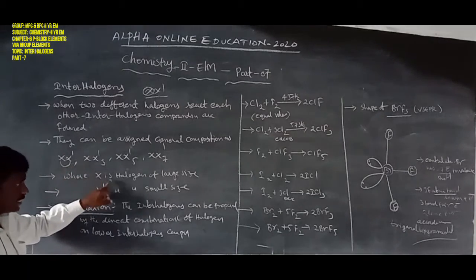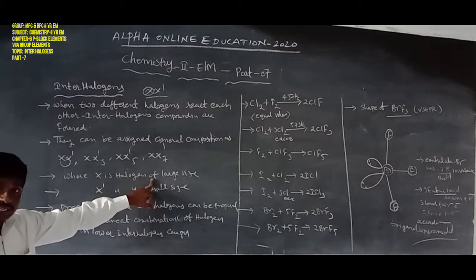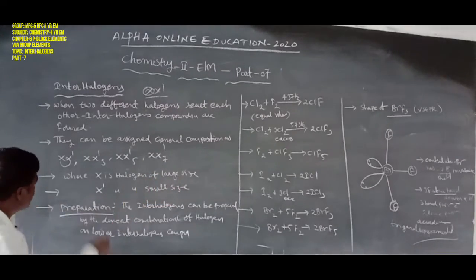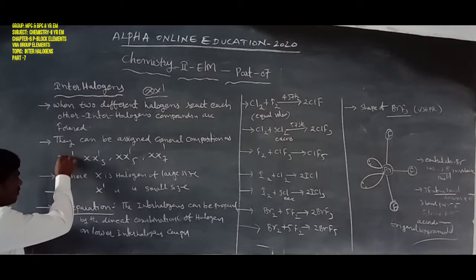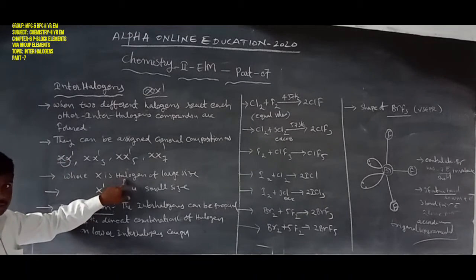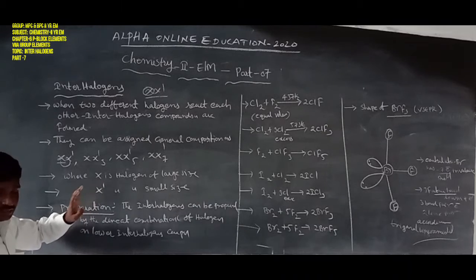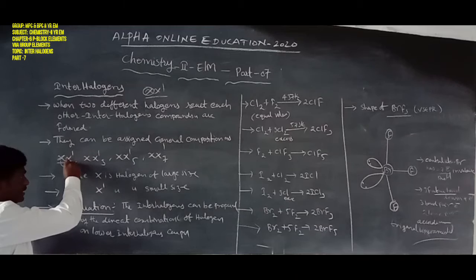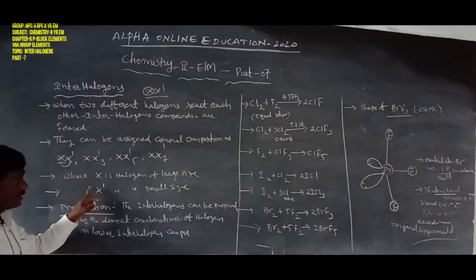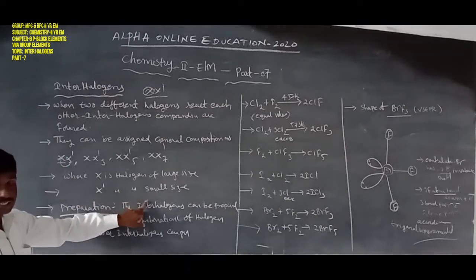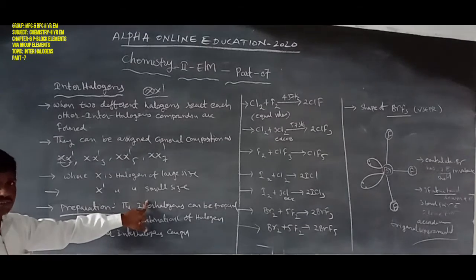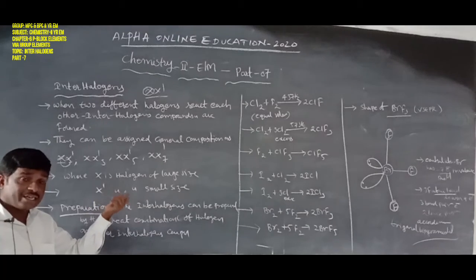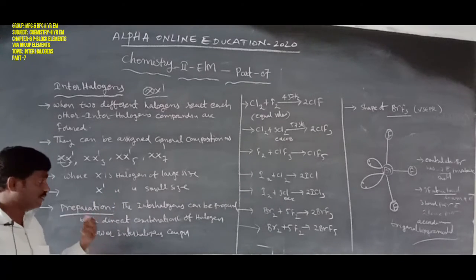Here X is the halogen atom of large atomic size, also known as the first X. Next, X dash is the halogen atom of small atomic size. So X dash is the small halogen atom, and X is the large halogen atom.